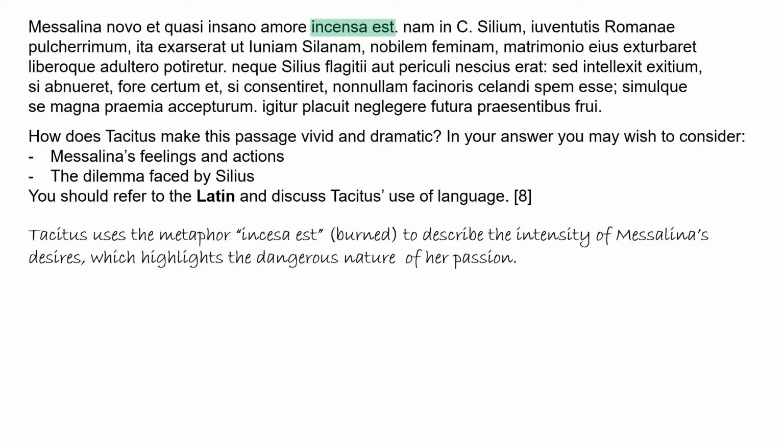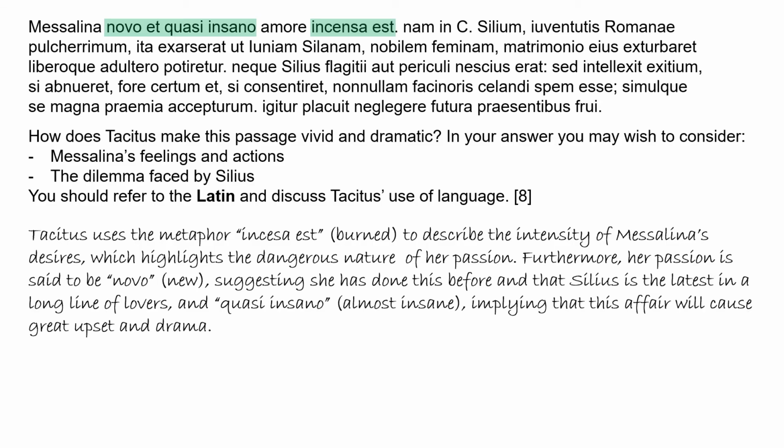So I've made my first point, and my second point, I just can't resist talking about this. So, furthermore, her passion is said to be novo, new, suggesting she's done this before, and that Silius is the latest in a long line of lovers, and quasi insano, almost insane, implying that this affair will cause great upset and drama. Well, that's kind of an understatement, but I'm trying to link it to the question by using the word drama. Okay, so I'm in danger of focusing on the first line. Time to move on. I've got to get through the whole passage.